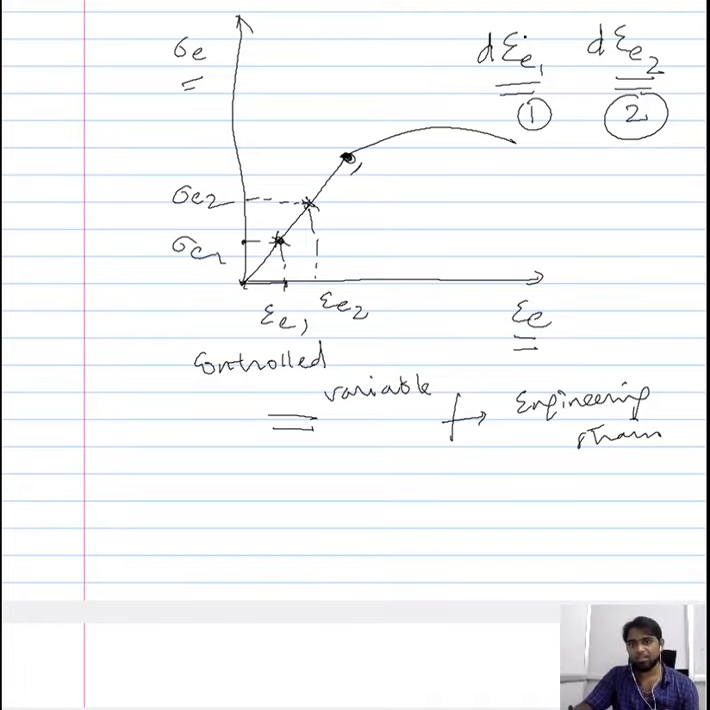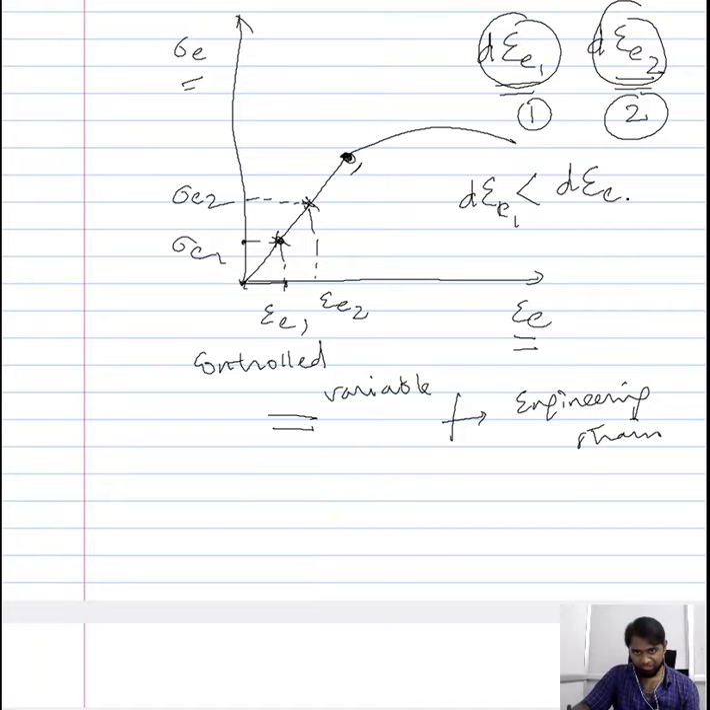The minimum strain that machine 1 can introduce is this, and the minimum strain machine 2 can introduce is this. When the minimum strain introduced by machine 1 is less than that of machine 2, then machine 1 would give you a more accurate prediction of the proportionality limit or the elastic limit when compared to machine 2. So therefore the proportionality limit or the elastic limit depends on the sensitivity of the testing machine.